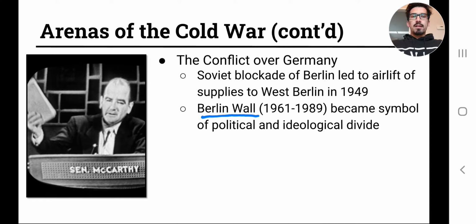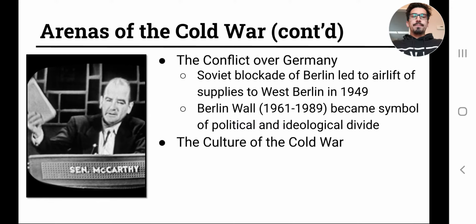And there's a lot of really good documentaries about the Berlin Wall. You can check some out on YouTube. That really becomes the symbolic dividing line politically and ideologically between the U.S. and the Soviets. Those are some things that took place in Germany.